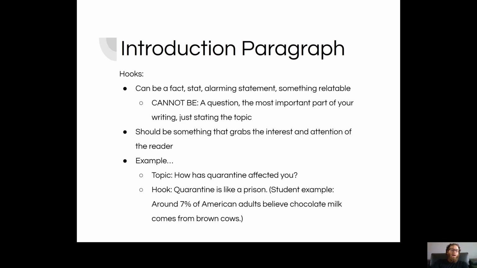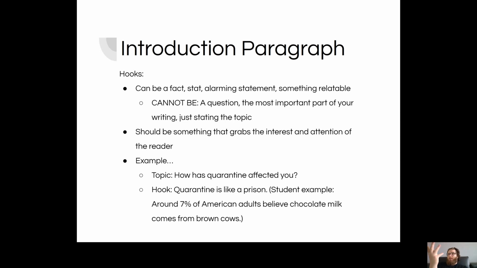So an example of a hook, there's a topic down there: how has quarantine affected you? And for all of these examples that we do, that's going to be the topic. How has quarantine affected you? That's the topic across all of these slides. Okay. So the example hook I came up with is: quarantine is like a prison.